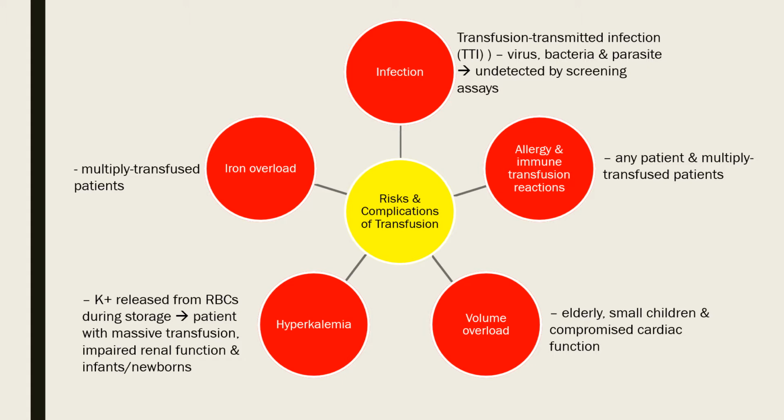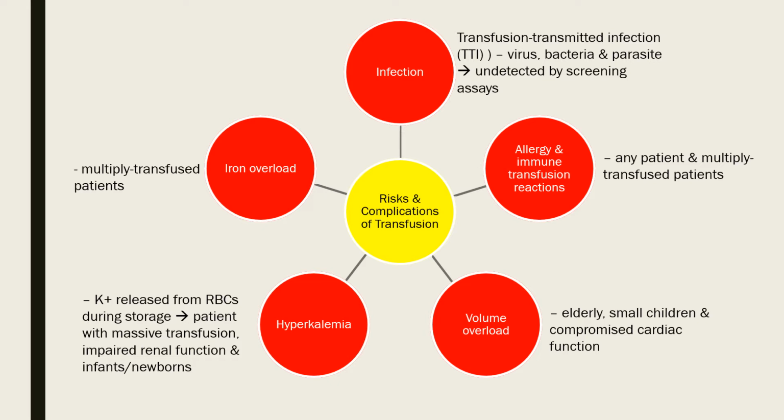The second thing that is associated with transfusion risk is the allergy and immune transfusion reaction. This condition can occur in any patient, and it is more common in multiply transfused patients, for example, in thalassemia patients who need regular transfusion. The next thing that is associated with transfusion risk is the volume overload. This volume overload is typically a concern in the elderly, small children, and those with compromised cardiac function.